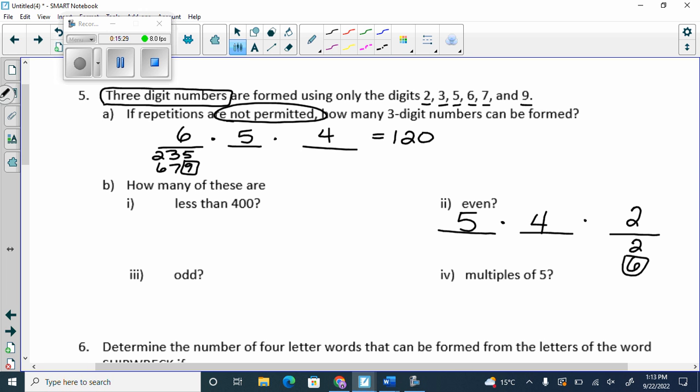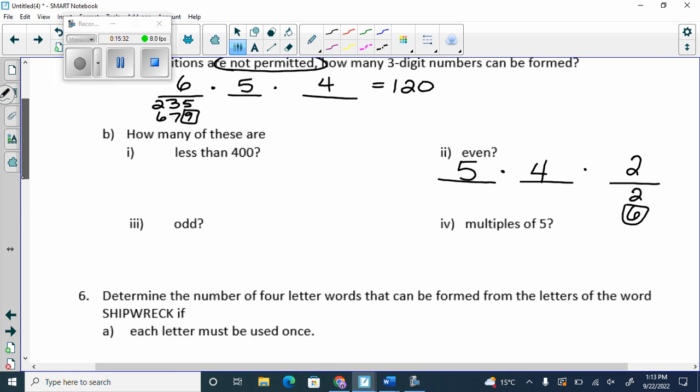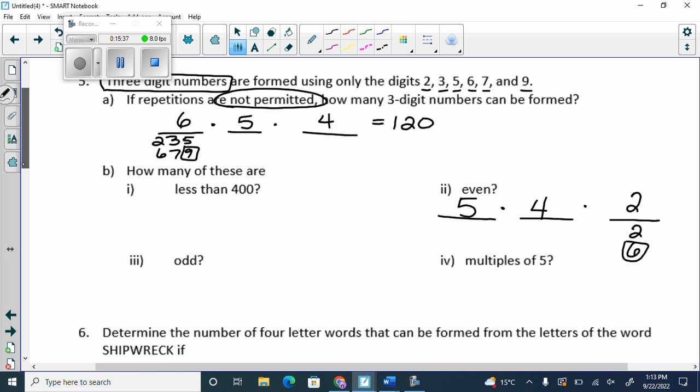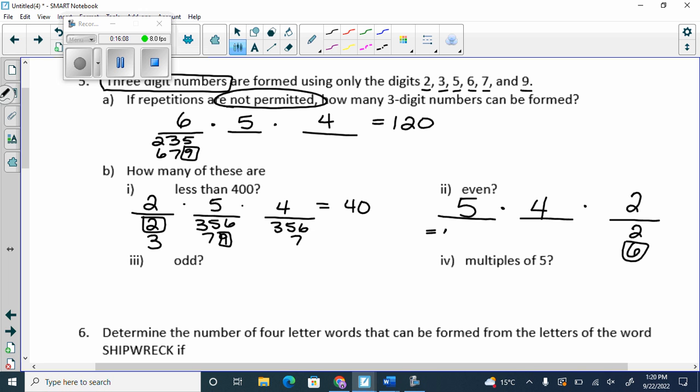So you guys are trying these ones out. You're doing number 5 and number 6. See how you do. So I want less than 400. That means my first digit can be a 2 or a 3, which is 2 options. Then I hold 1 because I set it up here not permitted to repeat. So I have the 2. Well, here would be 3, 5, 6, 7, or 9, which is 5. Hold the 9. I'd have 3, 5, 6, 7, which is 4. That is going to be 40. This one was 40 as well.